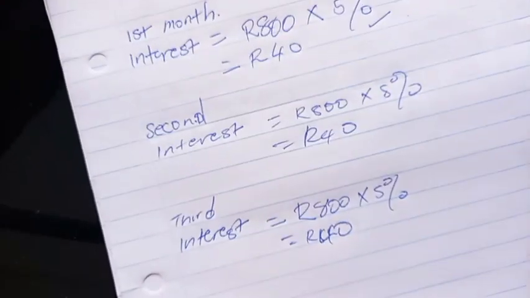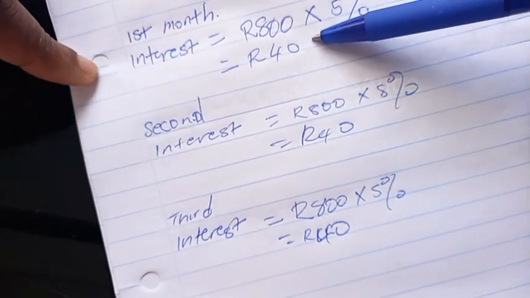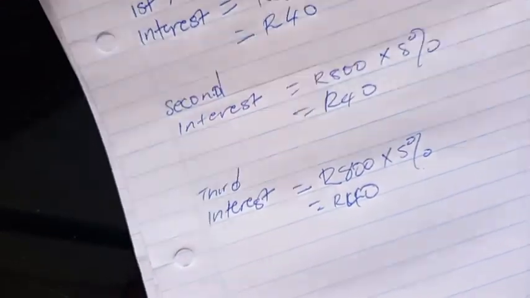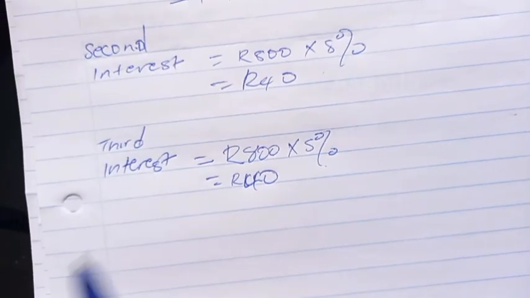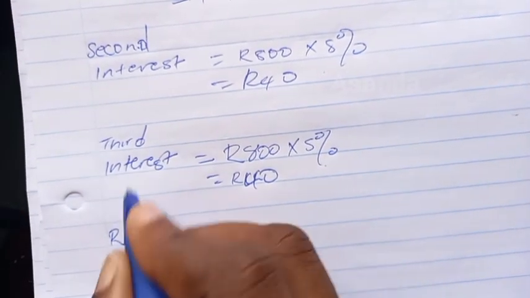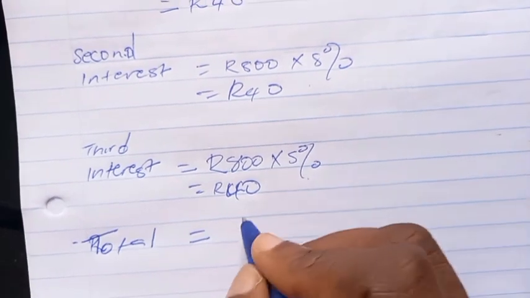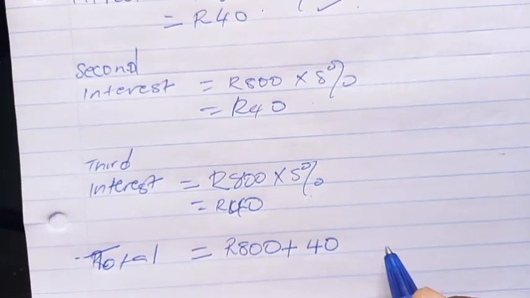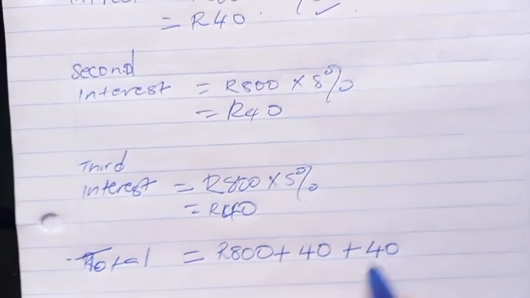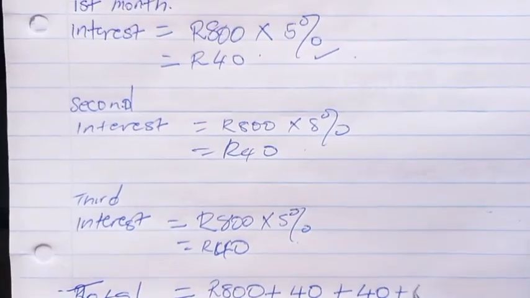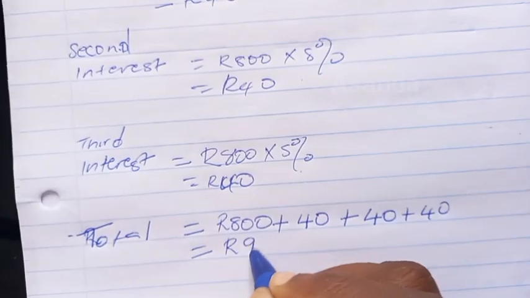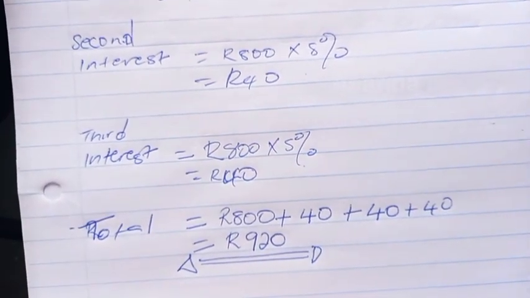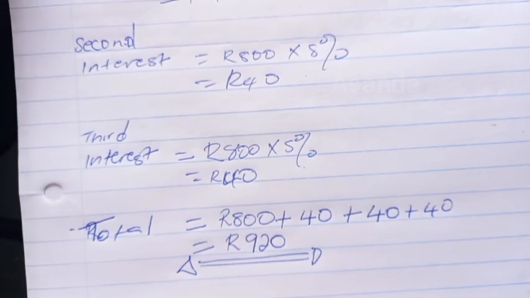So now I'm realizing that he got 40 rand in the first month, 40 rand in the second month, 40 rand in the third month, and then they want to know how much is the entire money that he must pay. And that's okay, because I can just add it up. How much does he owe the person? He still has to pay the 800 rand, remember? Plus 40 rand for the first month, plus 40 rand for the second month, plus 40 rand for the third month. Total is 920 rand. And this is the amount that he will have to pay. You see how simple the simple interest is.